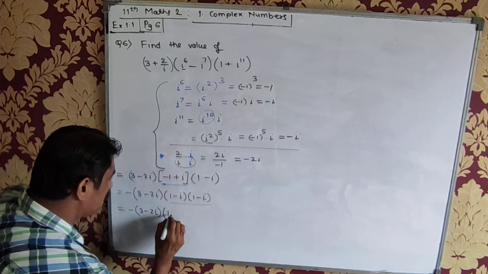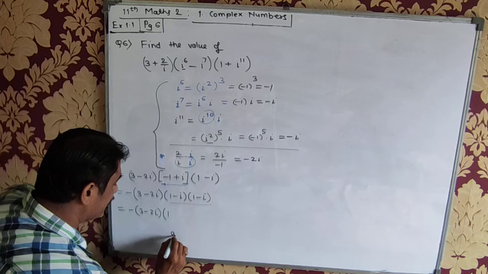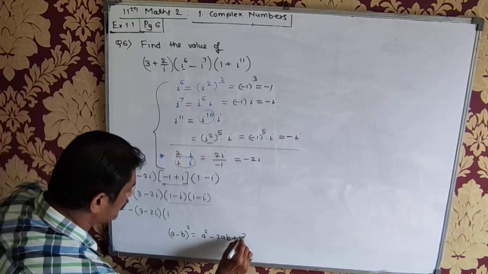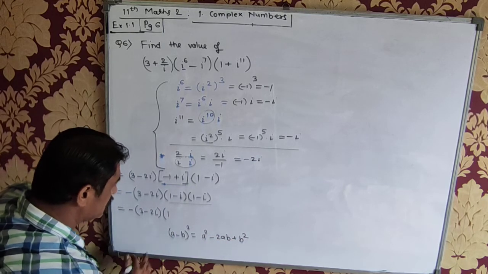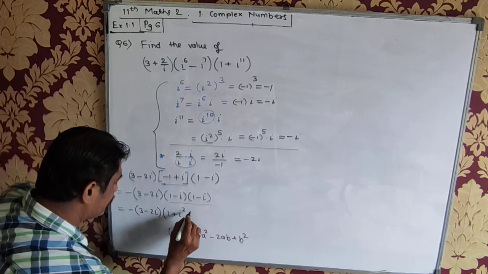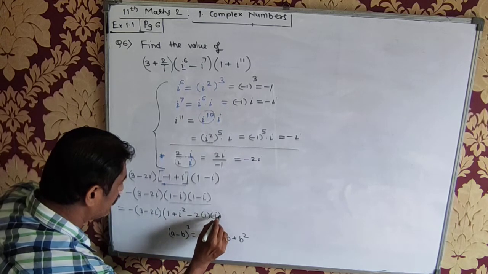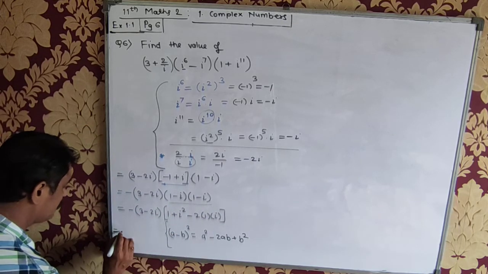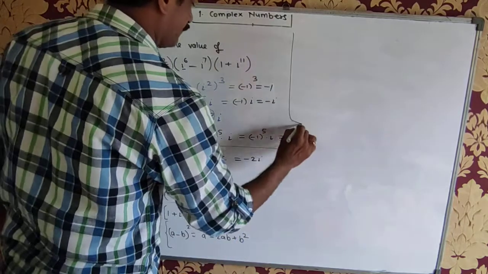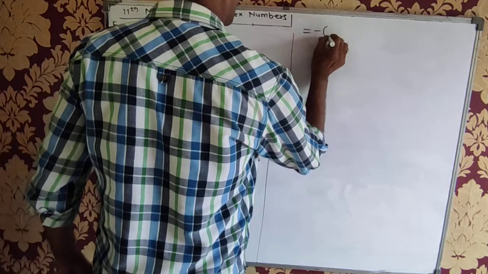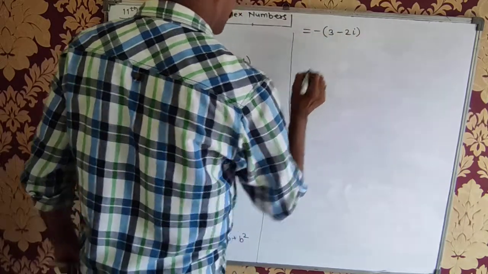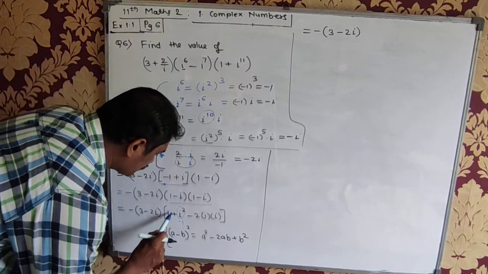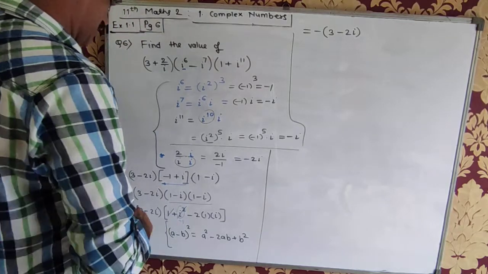1 plus i square, using a minus b bracket square, a square minus 2ab plus b square: 1 plus i square minus 2 into 1 into i. Agree? So what do you get there? That is equal to minus 3 minus 2i. Let me calculate this one. I square is minus 1. Minus 1 plus 1 cancel. What do you get there? Minus 2i.